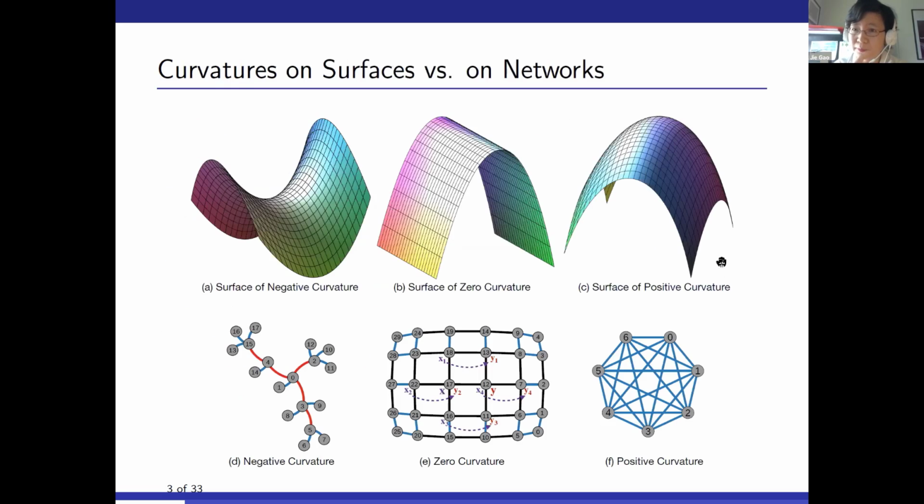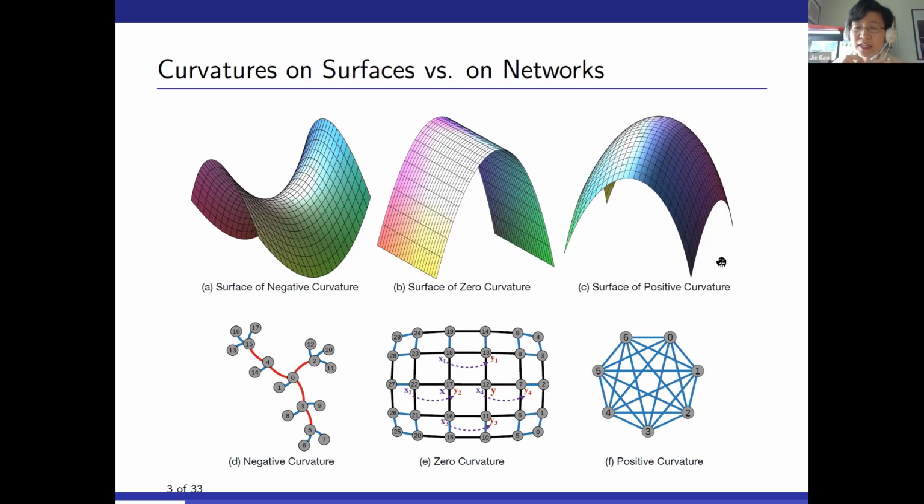So let me start with curvatures. Curvature is a classical notion for a surface. It basically defines how much the surface curves around a point. If we have a plane, then we understand it's flat, or in other words, curvature is zero everywhere. And if we have, for example, a saddle point, then the curvature at the saddle point is negative.